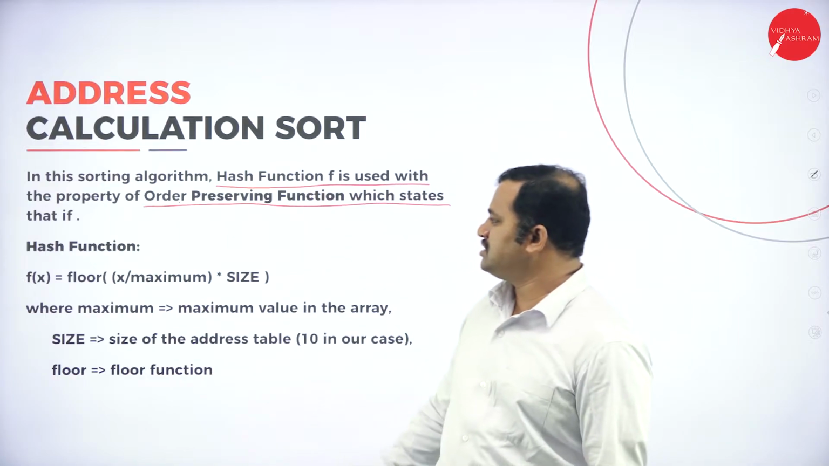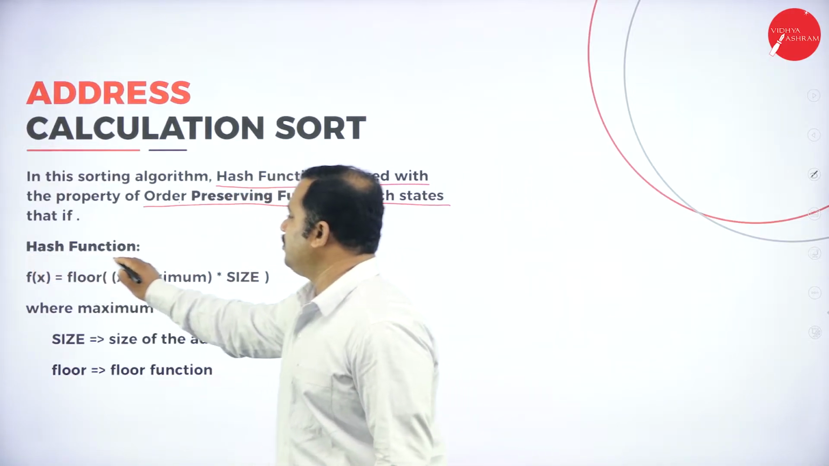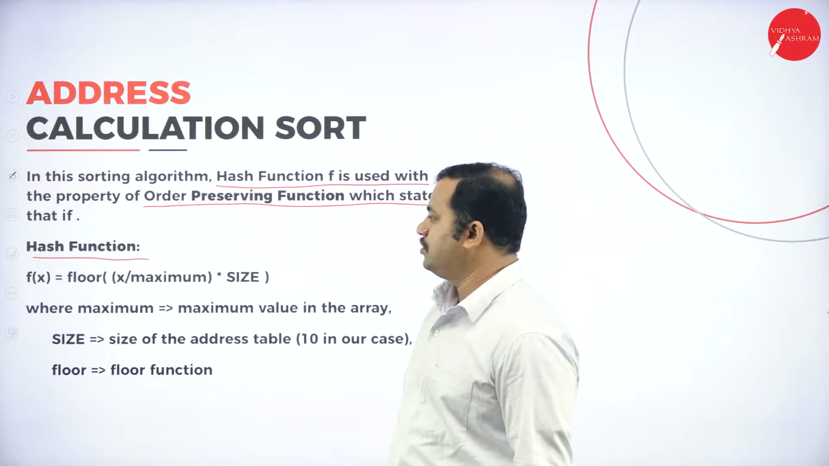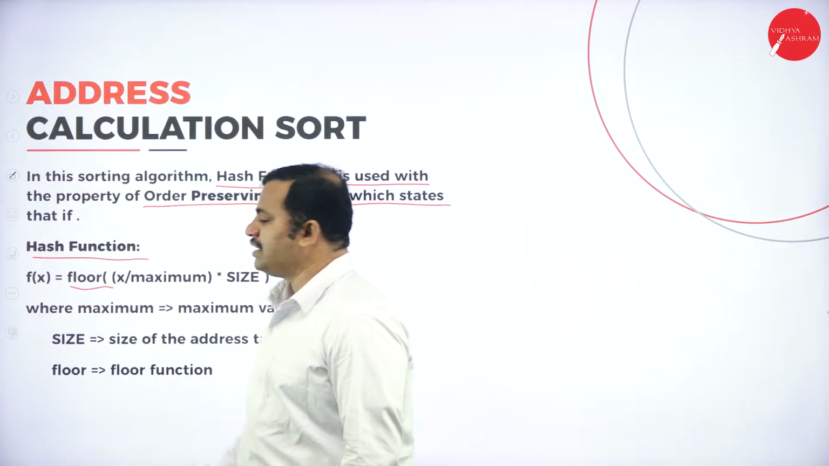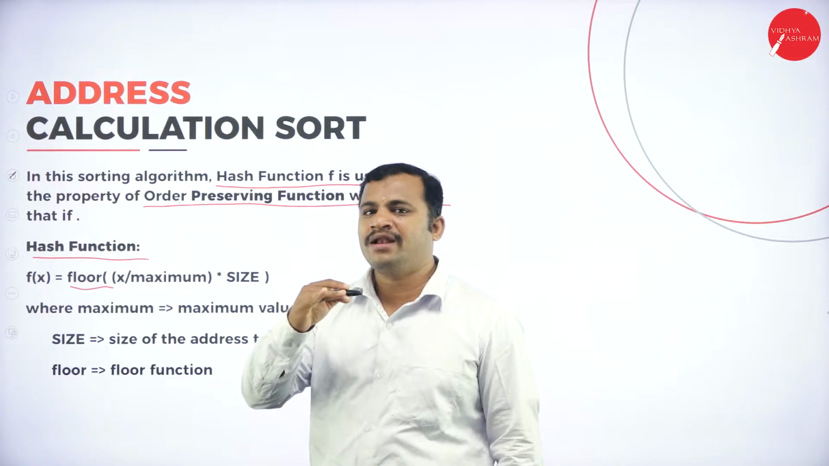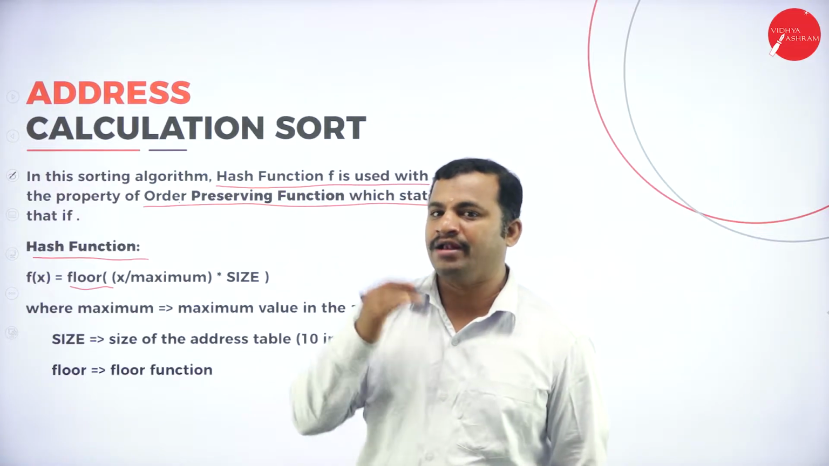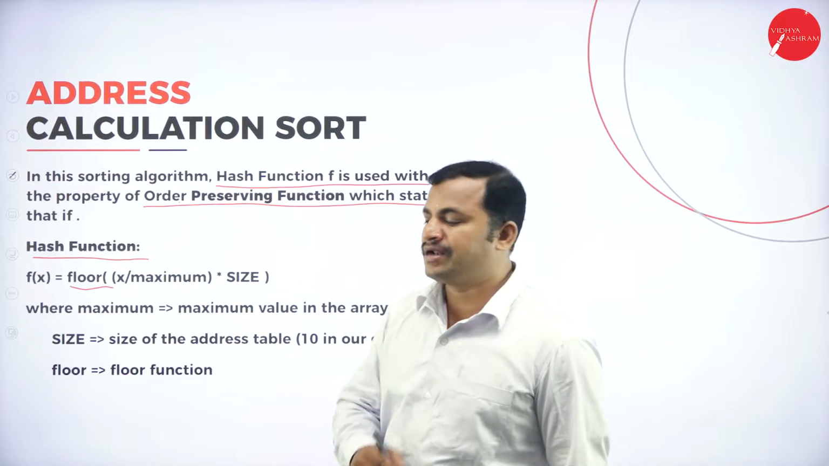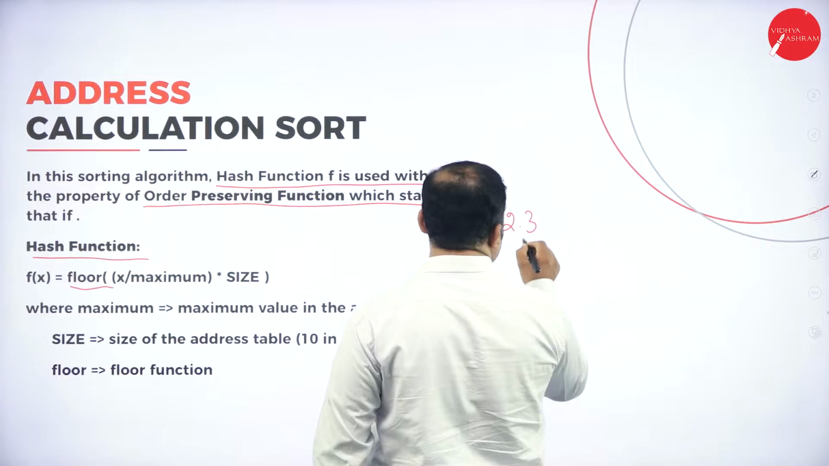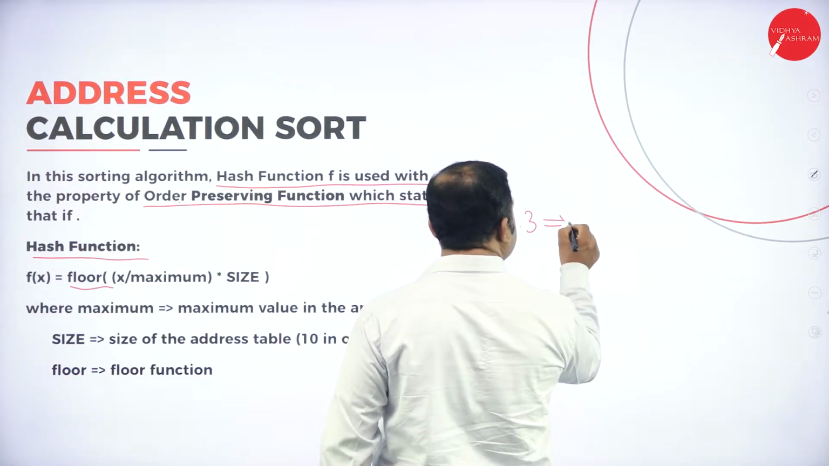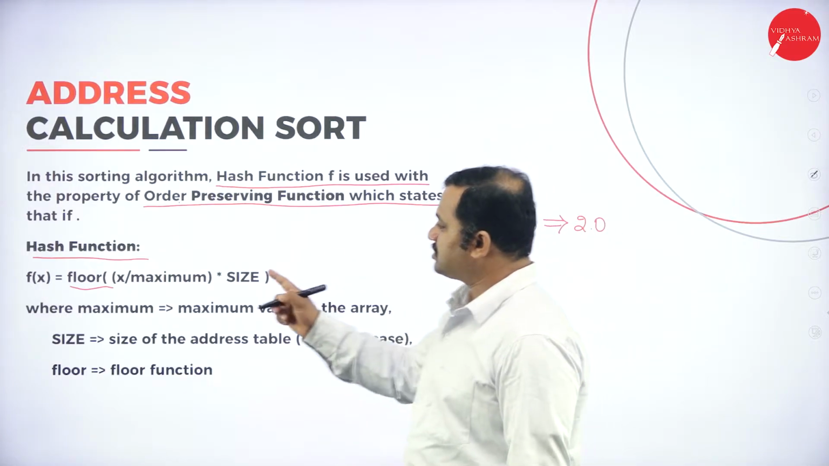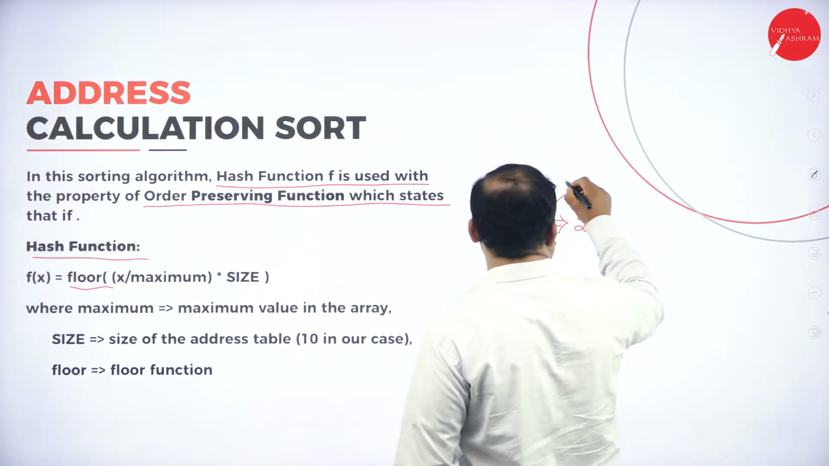If you look at this hash function, I am using one of the very important functionalities called floor. What does this floor indicate? This floor indicates that I am taking the lesser value of the intermediate value. What is the meaning of intermediate value? Suppose I have 2.3, I will take the floor of this, which is equal to 2.0. The same thing is considered. This is called the floor function.